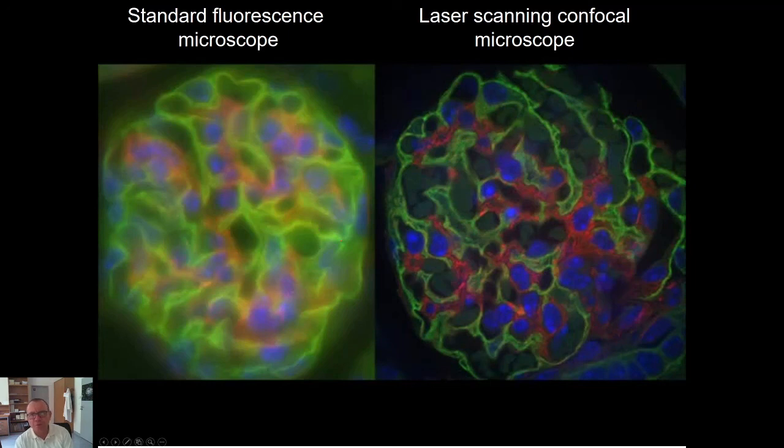The next picture can show the difference between a standard fluorescence microscope and a laser scanning confocal microscope. It is almost the same specimen here, and you can see that the picture in the laser scanning microscope is much sharper. But of course, the laser scanning microscope is also much more complicated and much more expensive, so not all departments can use it.